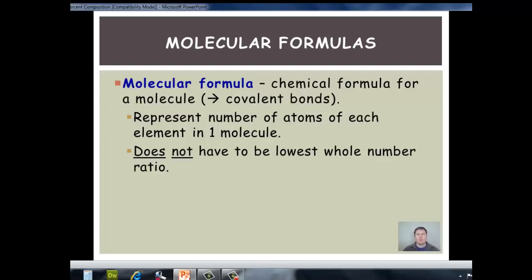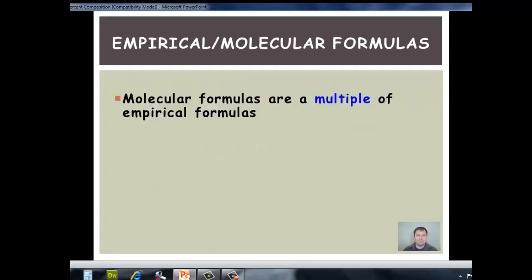The important thing about molecular formula is that, unlike the empirical, the subscripts do not need to be in the lowest whole number ratio. That's really important. So for example, C2H2, right? If it was empirical, it'd be CH, but since it's molecular, we don't have to reduce those. Here's another one, glucose, C6H12O6. Here's another one, N2O4.